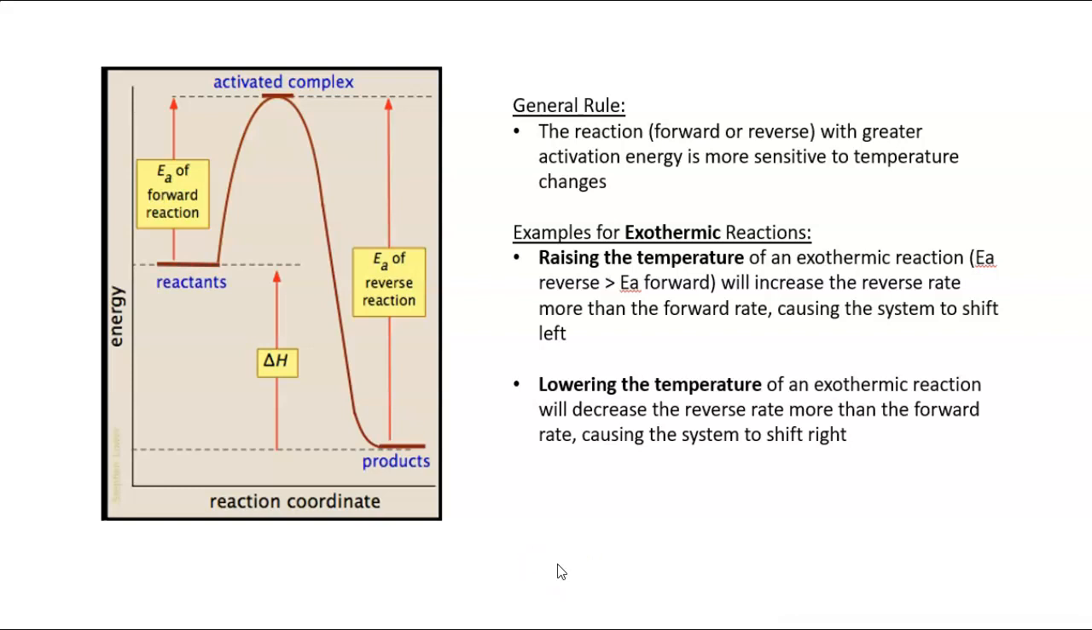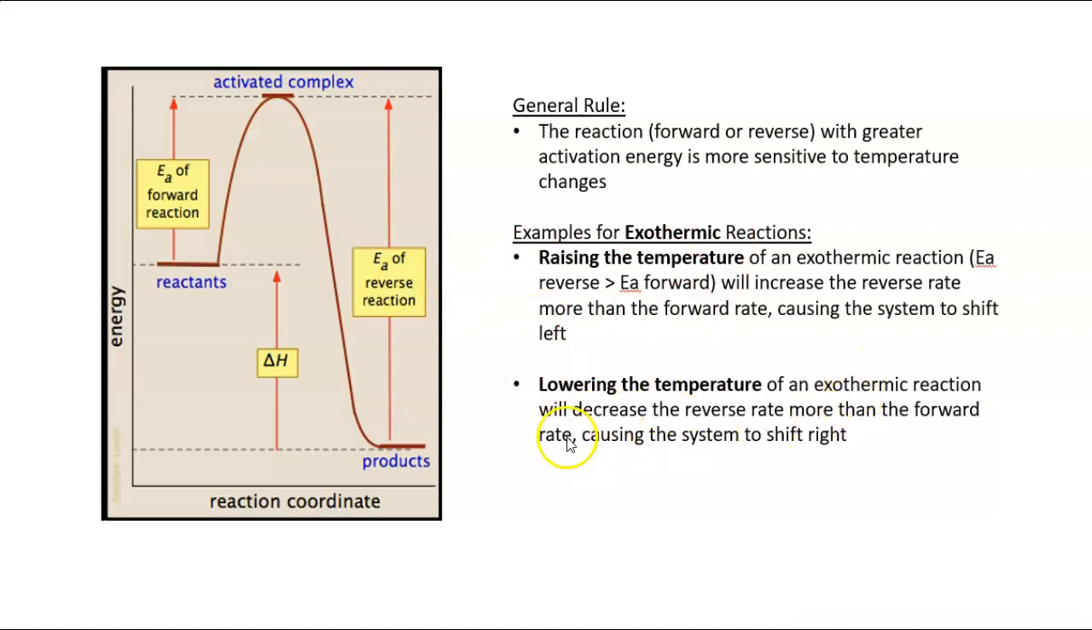So with this slide depicting an exothermic reaction, as we know, the activation energy of the forward reaction is lesser than the activation energy of the reverse. If we were to raise the temperature, both the forward and reverse rates would go up, but the reverse rate would go up more than the forward rate because the activation energy is greater. And that's what it says here.